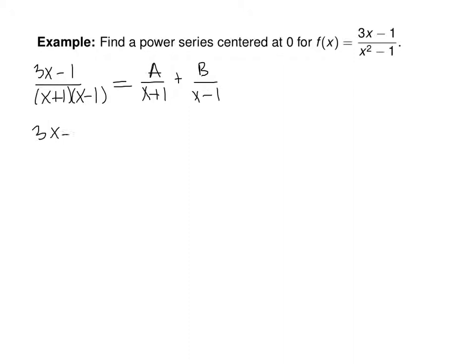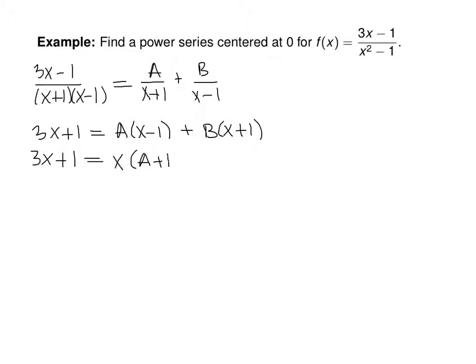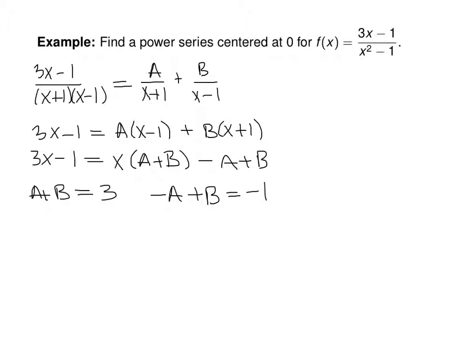So we'll have 3x minus 1 multiplying by (x plus 1)(x minus 1): A times (x minus 1) plus B times (x plus 1). So 3x minus 1 is equal to x times (A plus B), and then minus A plus B. So we have that A plus B has to equal 3. I should have missed a minus sign there. That would have screwed everything up. And I have that negative A plus B has to equal negative 1.